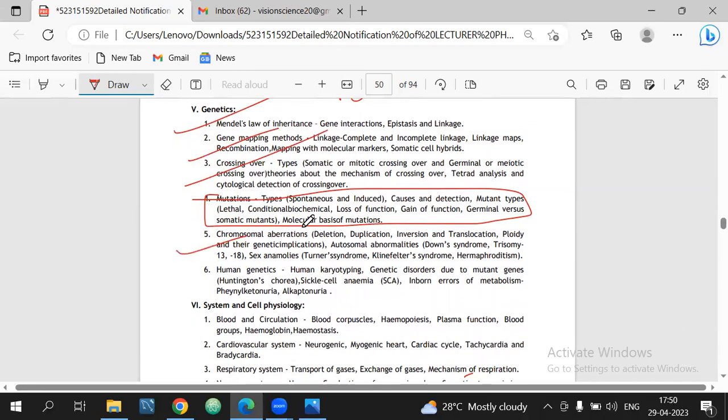And followed by structural and chromosomal abnormality: alterations, deletion, duplication, inversion, translocation. And luckily they mentioned specific diseases. That is really lucky. Hence we have to focus on only those diseases. In human genetics, the most important one is the pedigree. That's also very important. We have to read it.